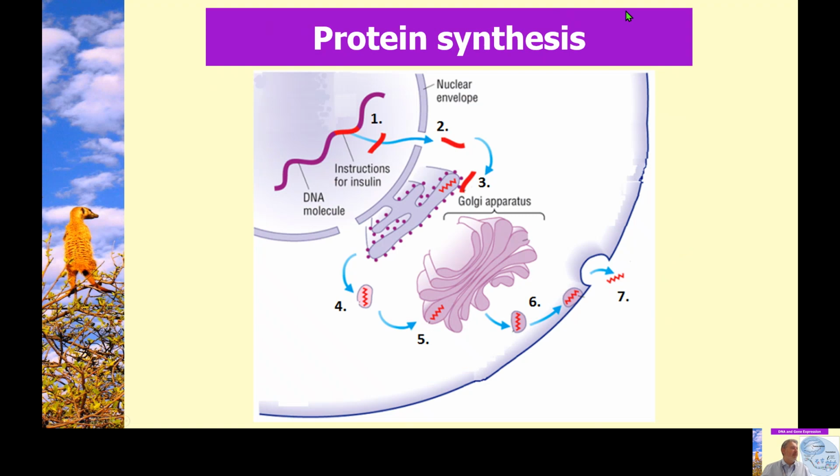So we can see it here in an overview. Here is the DNA, which has been opened up, and we're going to make the protein insulin. This section of the DNA codes for the insulin. So we make a messenger RNA molecule here that comes out to the Golgi apparatus. The Golgi apparatus has got the ribosomes on it. The ribosomes will then translate the messenger RNA. They'll read it, and they will make the protein inside the endoplasmic reticulum.